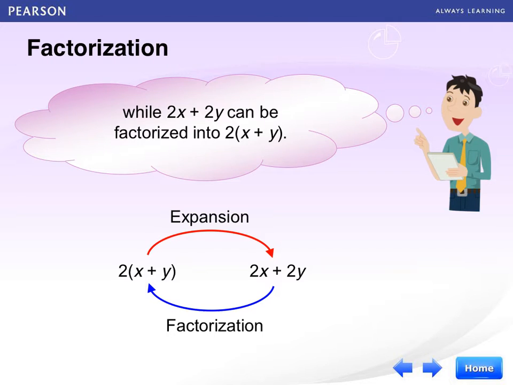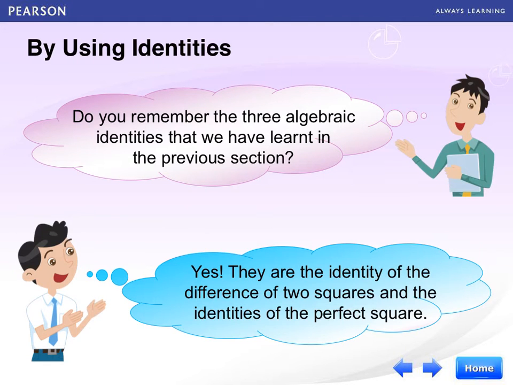And let's revise the relation here. Factorization is the reverse process of expansion. Last time we only took out the common factor to perform factorization, but in fact we can use the identities to also help us perform factorization. So in this part, we would like to use the identities to factorize some expressions.